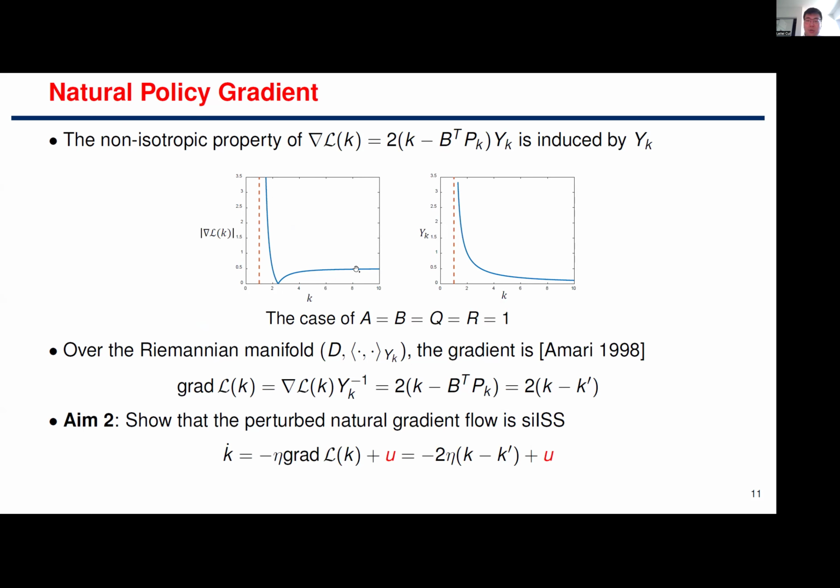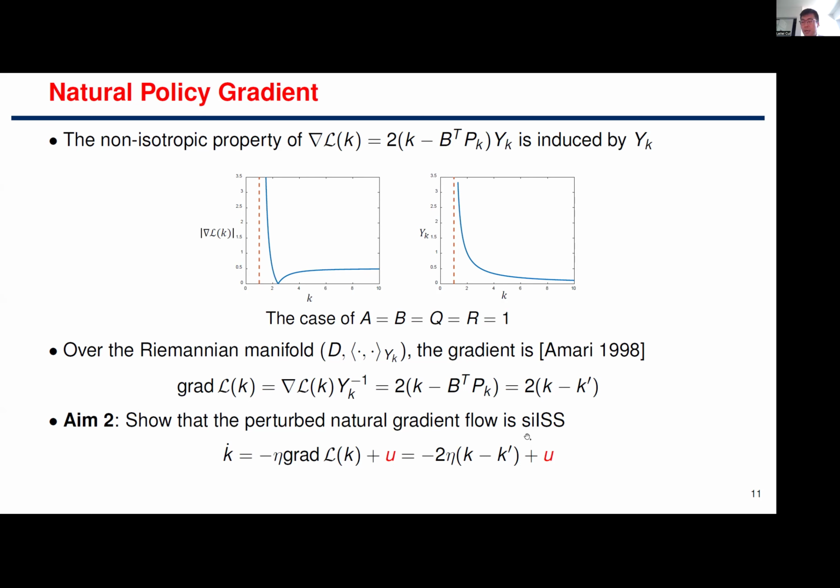And why does this kind of non-isotropic property happen? It is because of the YK. We find that YK tends to infinity when K is very close to the boundary of our admissible set, but tends to 0 when K tends to infinity. So over the Riemannian manifold, we can take the Riemannian natural gradient of the loss function, and we find that if we take the gradient over the Riemannian metric, the YK disappears, right? So our aim too is that the perturbed natural gradient flow is also small input ISS.